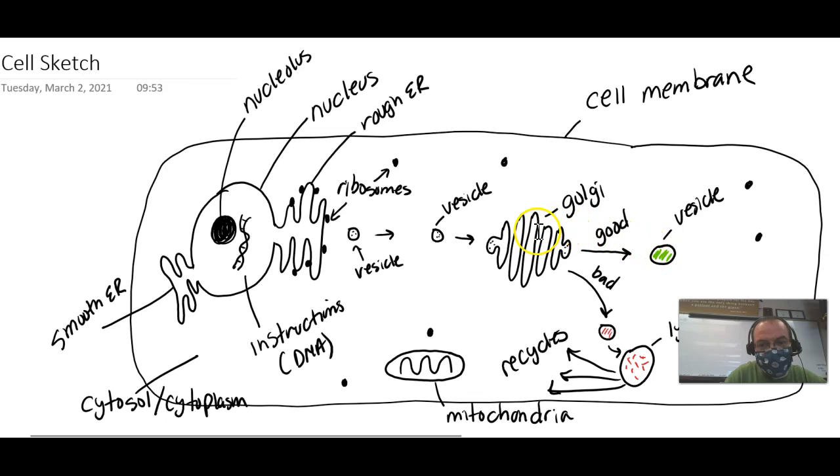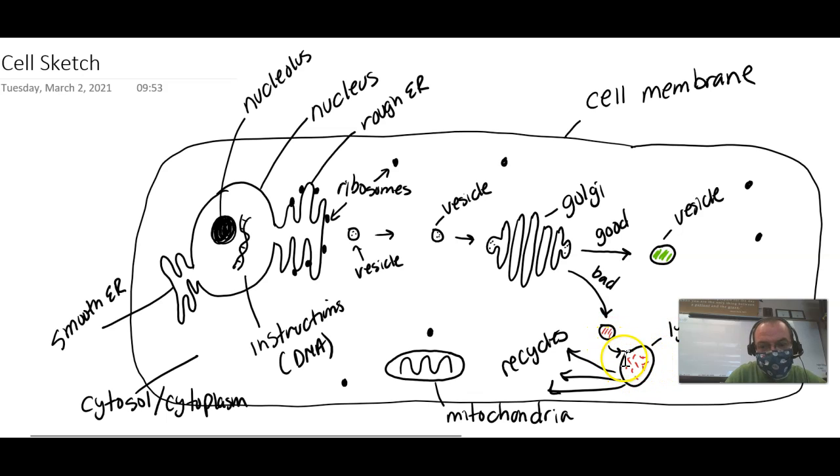The problem occurs if the ribosomes over here put product in the vesicle, which came over here, and let's say that product is not made well. So what the Golgi does is it targets it for destruction. So the Golgi Bodies puts that product into a vesicle, but in this case, the vesicle comes over here and binds with another organelle called a lysosome.